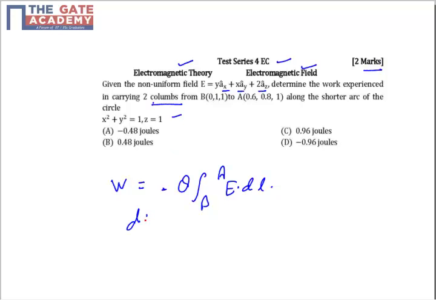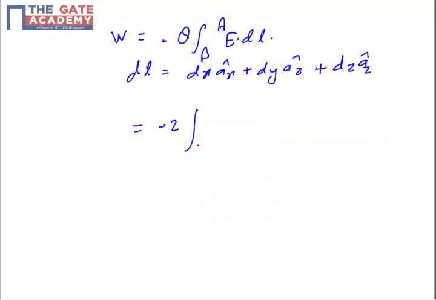So dl will be equal to dx times ax, because we have the coordinates in 3 dimensions, plus dy times ay plus dz times az. Okay, now just put the expression of dl and the expression of the electric field here. So you will have minus 2, the value of the charge, times the integral from initial to final location of y ax plus x ay plus 2 az, times dx ax.